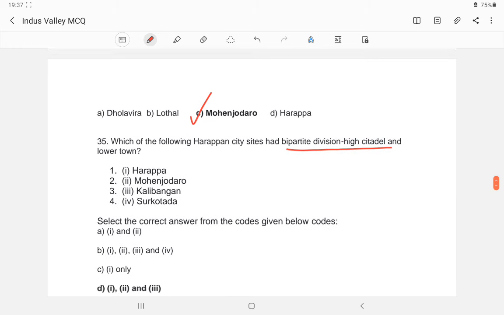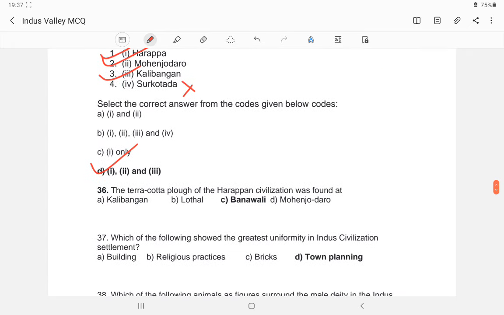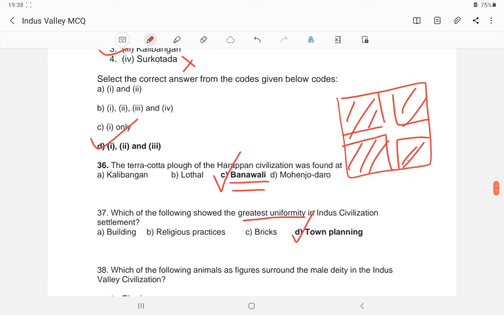So Harappa, Mohenjo-daro and Kalibangan, you see it in these three. So the answer is 1, 2, and 3. Terracotta plough was found at Banawali. Which of the following showed the greatest uniformity in Indus Valley settlement? Okay, town planning. I've already told you that in the town you see rectangles. So you see a systematic arrangement. So it is town planning.